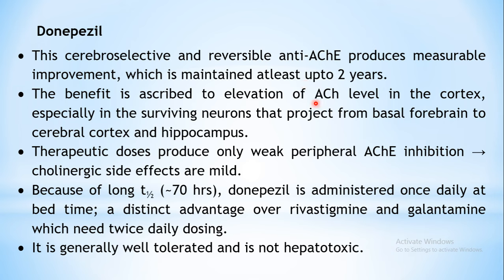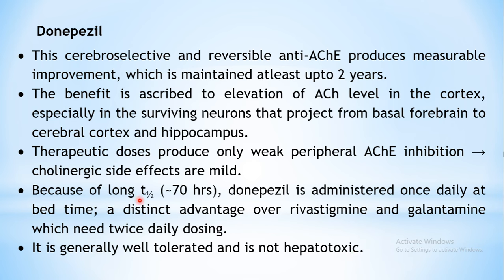Here it elevates the ACh. Because of this anticholinesterase action, it will elevate the ACh level in the cortex. So whatever surviving neurons are there, they will immediately take up this ACh and store it, especially those neurons projecting towards your cerebral cortex and hippocampus. Another plus point is that at therapeutic doses, only weak peripheral anticholinesterase inhibition is seen. So cholinergic peripheral side effects are also milder with this. It is not hepatotoxic either, so no hepatotoxicity is seen. Again, this is an advantage.